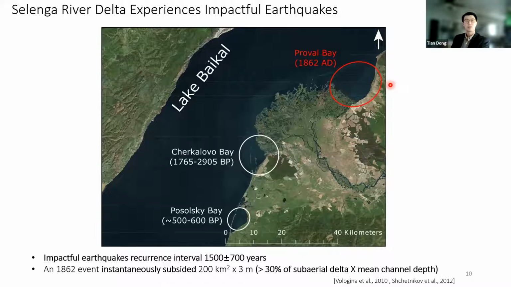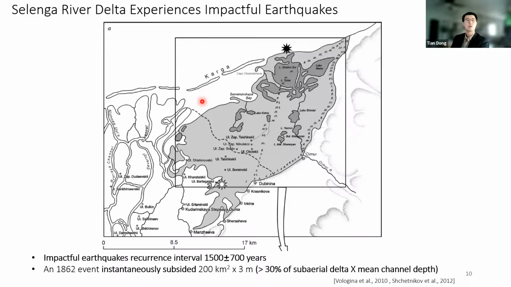If we look into this red circle, here I'm showing a geographic survey map made by the Russian Geographical Society immediately after that 1862 event. So here on the left are the old distributary channels, and here are the open embayments. Just to help you better understand this map, with this red line I highlighted the post-earthquake shoreline.